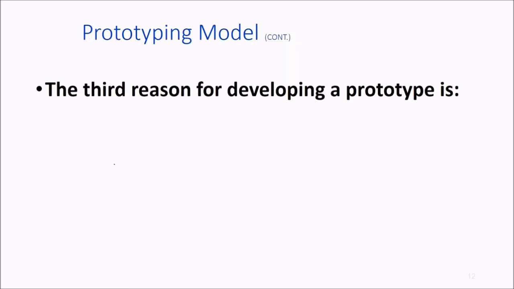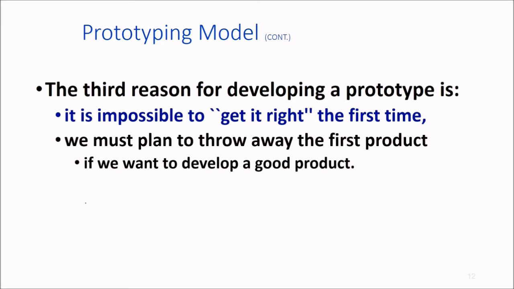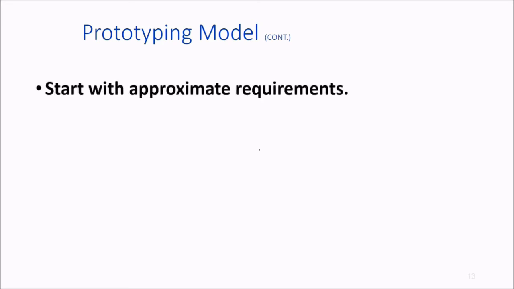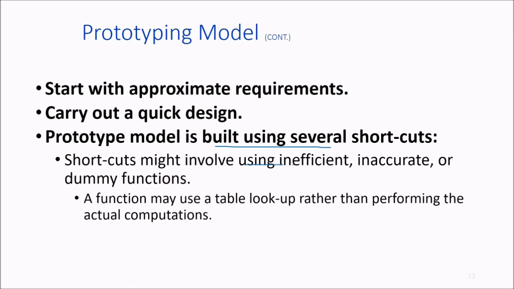The third reason for developing a prototype is you can't get the thing right the first time. You must plan to throw away the first product if you want to develop a good product. So start with the approximate requirements and carry out a quick design. The prototype model is built using several shortcut methods like inefficient, inaccurate, or dummy functions. The function may use, say, table lookup rather than performing the actual computation.